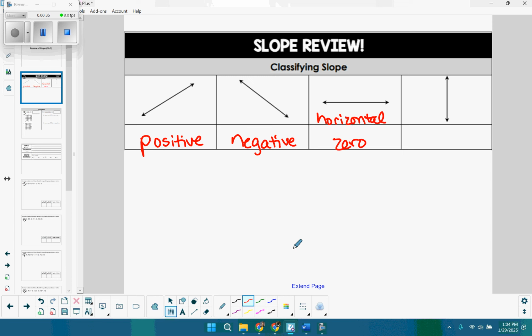Because if I were to calculate it, which I will later on, I would have 0 over some number, which reduces to become 0. And if I have a vertical line, that would have been a number over 0, and that reduces to undefined.